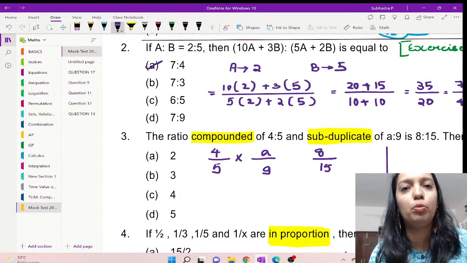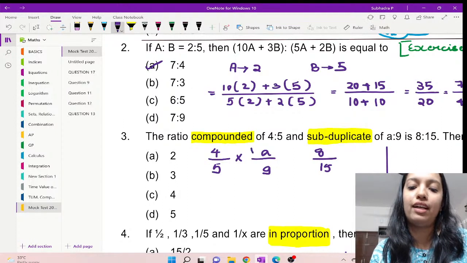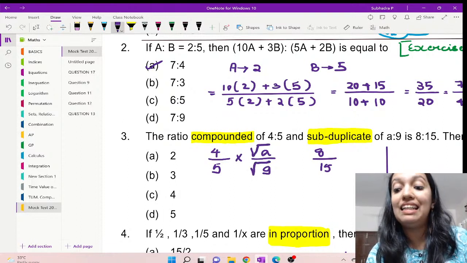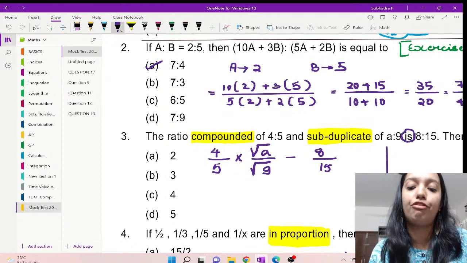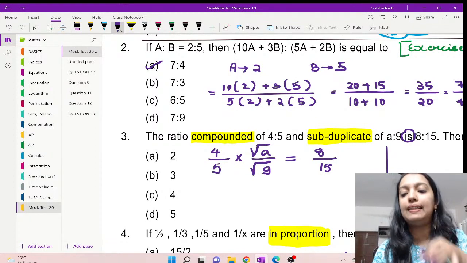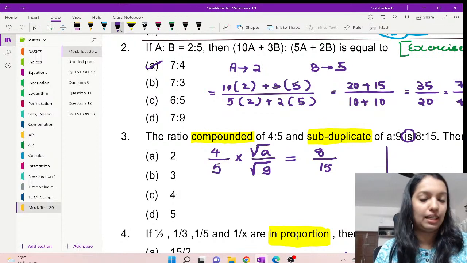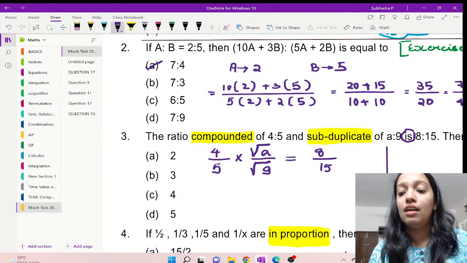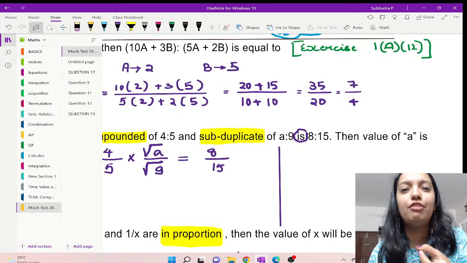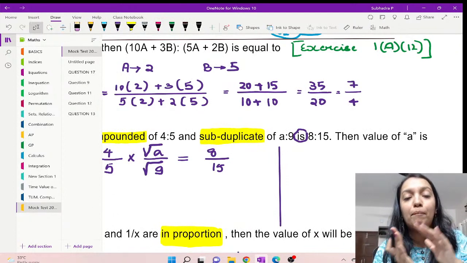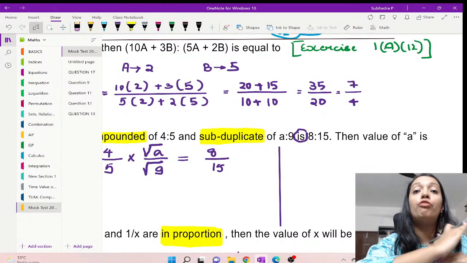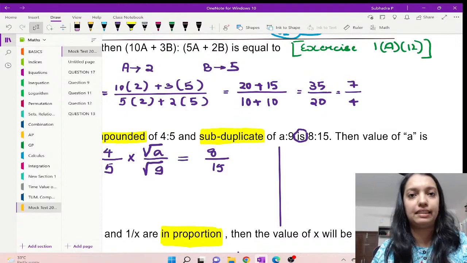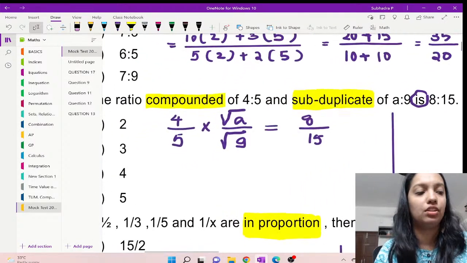What do you mean by subduplicate ratio? You have to find square root. Square root of A, square root of 9. Is, whenever you find this word is, that means you have to use is equal to. That is equal to 8 is to 15. That means, what have they asked in the question? Find value of A. I'll keep A in left hand side, move all the numbers to the right hand side, and that's how I'll solve this question.